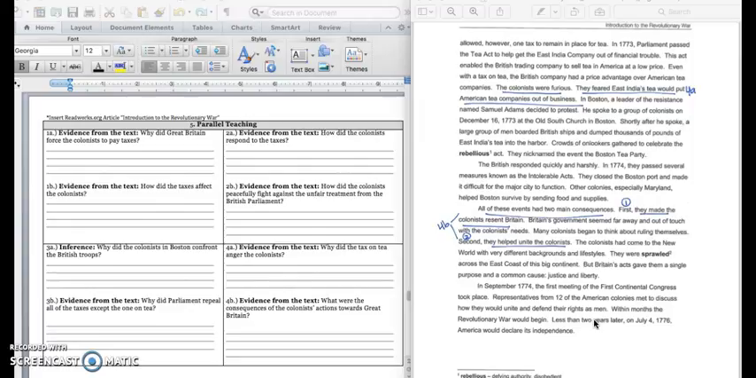So we'll stop right there because we have our answer for 4A. Why did the tax on tea anger the colonists? And if we go back into this paragraph where it tells us the colonists were furious, then it gives us the reason why. They feared East India's tea would put American tea companies out of business. Silently write down your answer in 4A. Press pause to write down your answer and play when you are ready to keep reading.